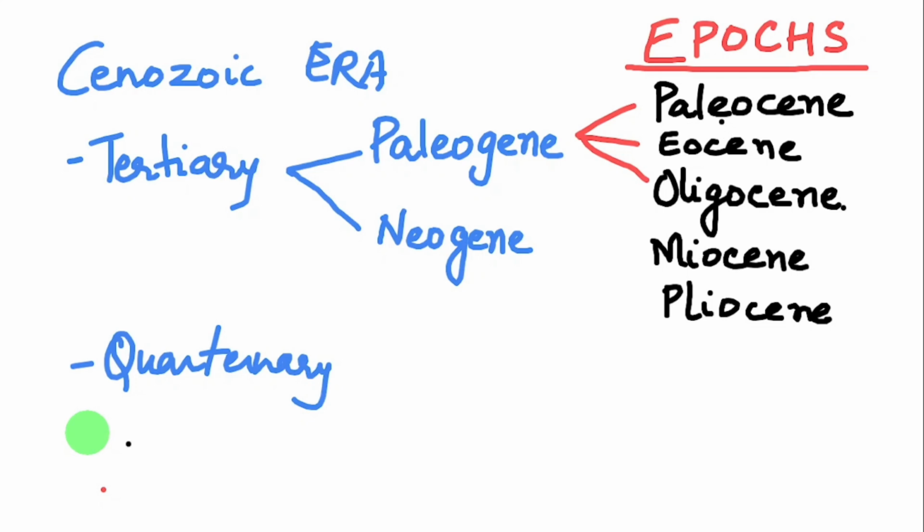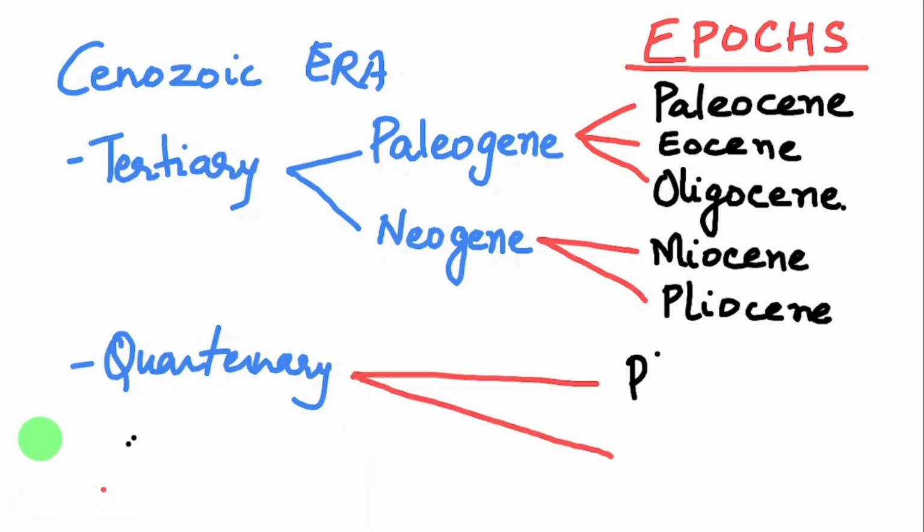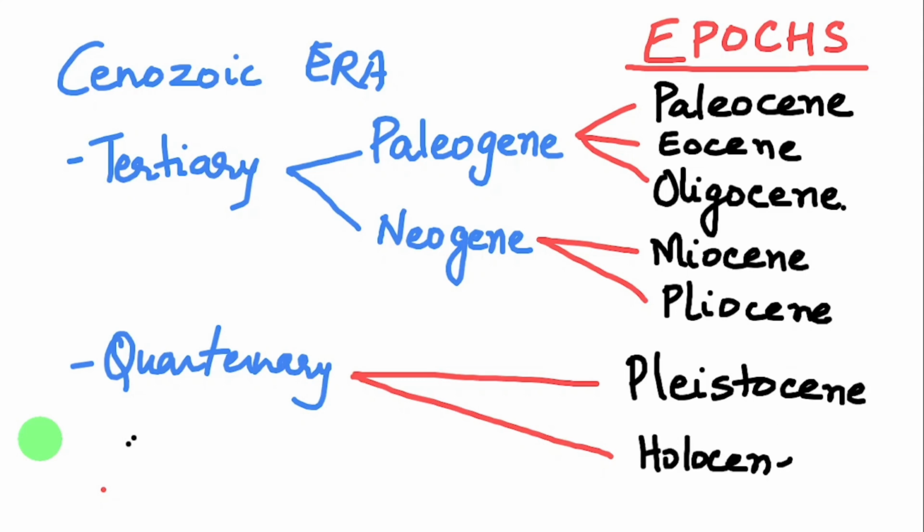If you notice here, Paleocene, then the next one is Eocene. Over here it is Miocene, and then replace M with PL, it becomes Pliocene. So you can design your own way of remembering it. Then Quaternary is divided into Pleistocene, and the last one is Holocene.